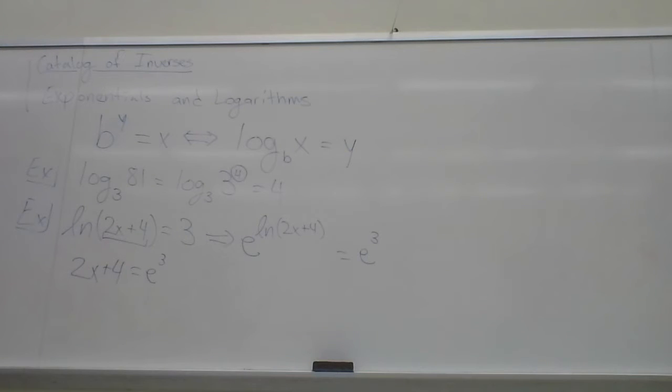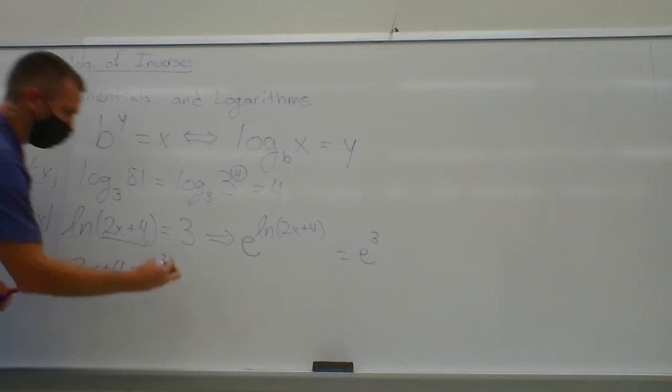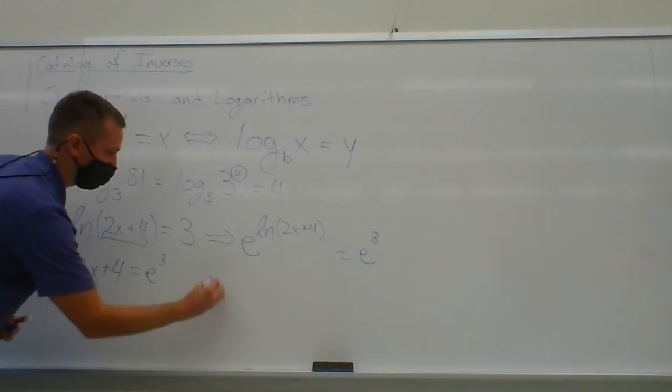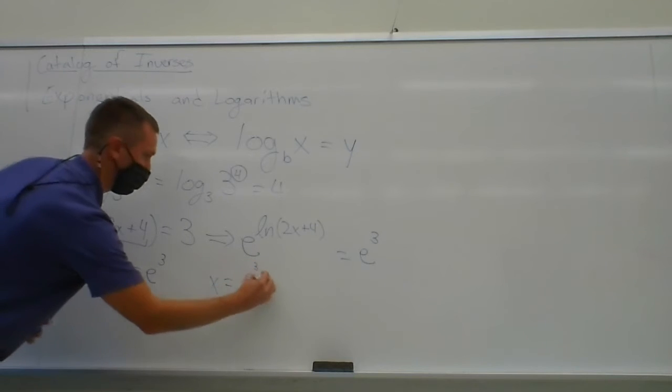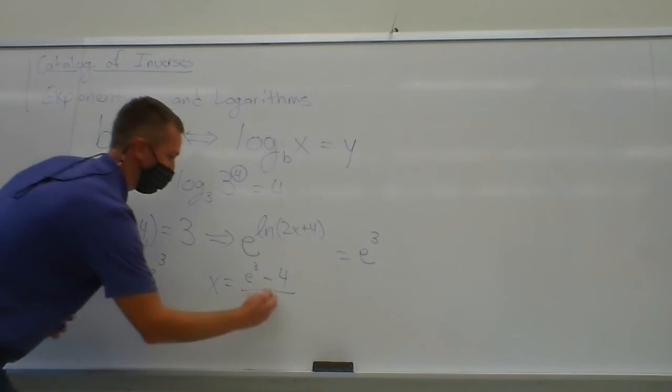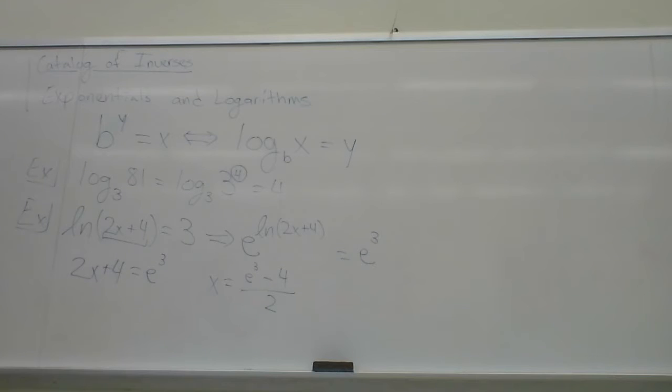Okay, I think it's good now. So now we know how to solve this. This is just some number, so we can just solve it. Subtract 4, divide by 2. So x is e to the third minus 4, divided by 2. That is the x, whatever its value is, that guarantees that the natural log of 2x plus 4 is 3. We found it by using the inverse of the natural log, which is the natural exponential.